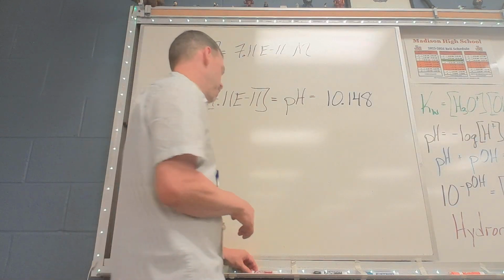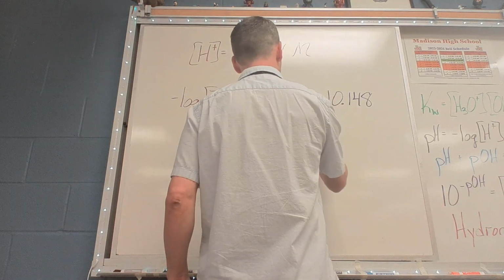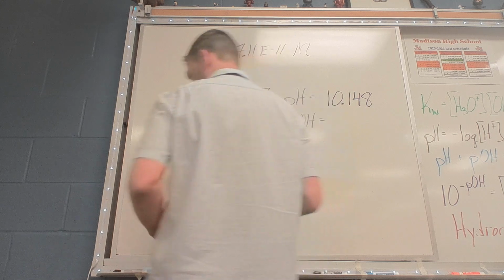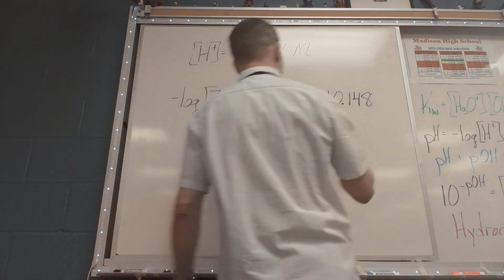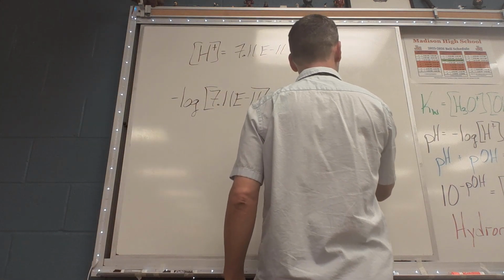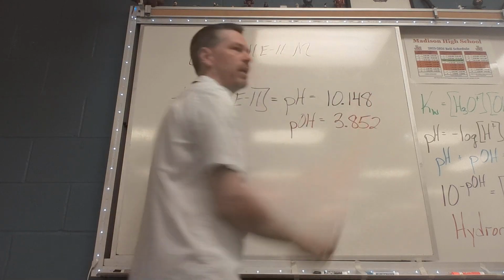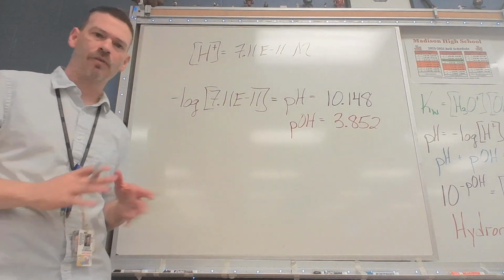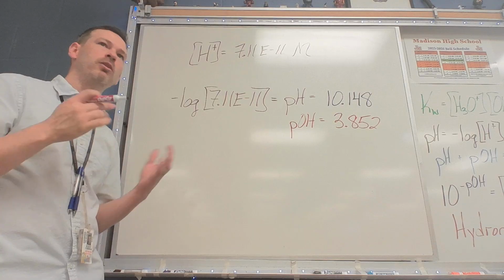Hey, what's the pOH here? Yeah, 3.852. Those two numbers always equal 14. That should be the easiest part of this, but it's going to be a big one. We're going to be doing it a lot.